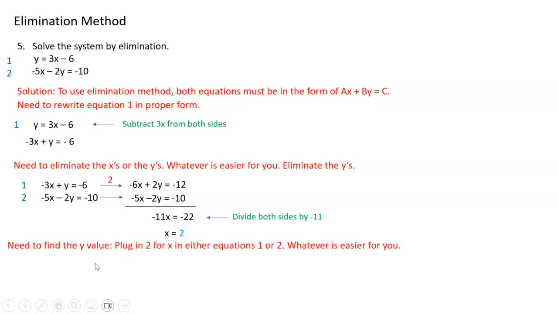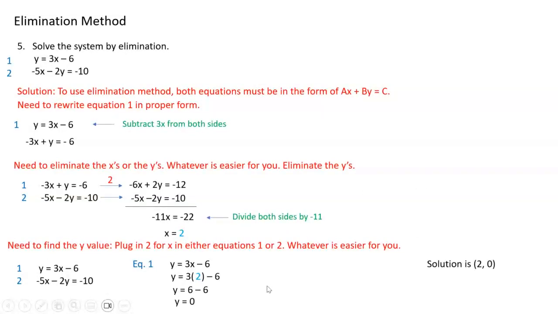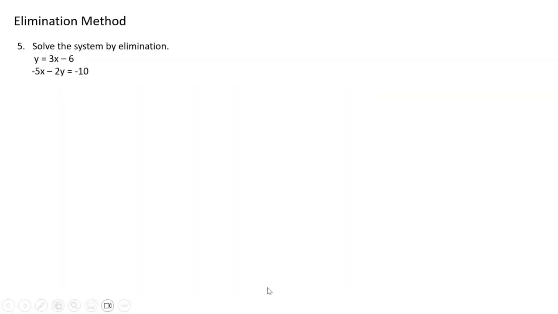So in this case, we already found the x. Now we need to find the y. And again, it's easier to go back to the original equation number 1 and plug in the 2 for x, which will give us, again, 0. So the solution is (2, 0). And again, it's called a consistent independent system.